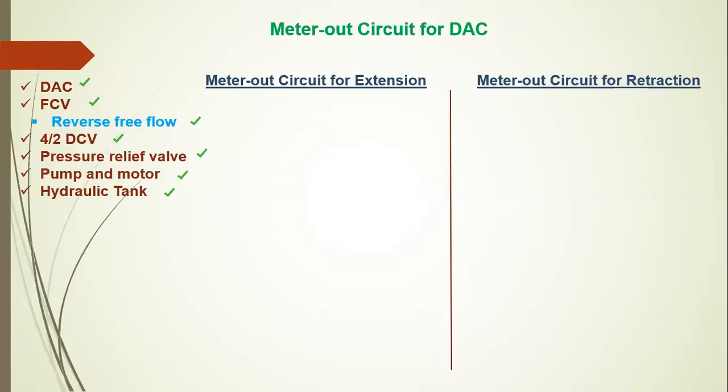Here we draw the meter-out circuit for a double acting cylinder. Let's start drawing the hydraulic circuit. Always remember to start the drawing from the bottom side of the hydraulic circuit. So on the bottom side we first draw the hydraulic tank. We draw both drawings parallelly. This is the hydraulic tank symbol.